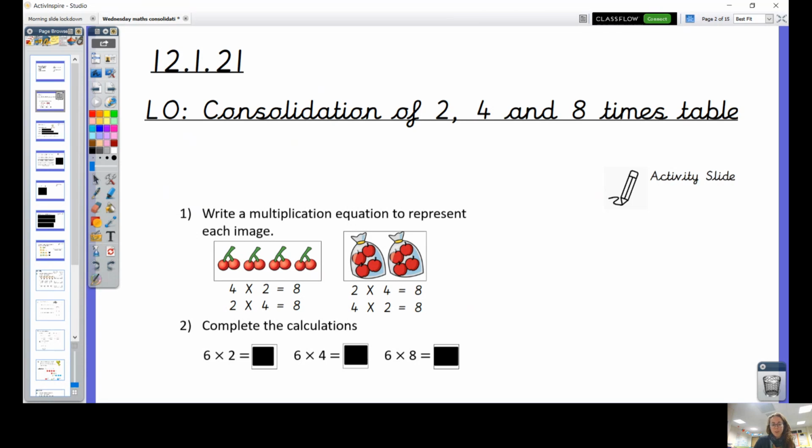And then for our calculations, we've got 6 times 2, 6 lots of 2, that's 12. 6 lots of 4, that's 24. And 6 lots of 8, that's 48. You might notice a bit of a pattern with those calculations, and we're going to be talking about that today.